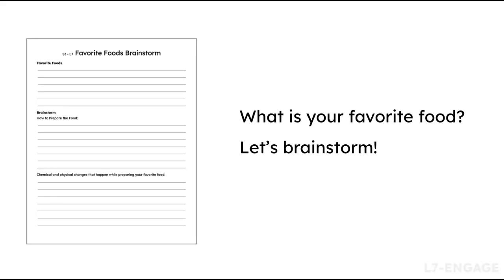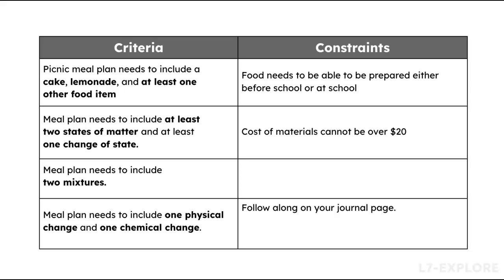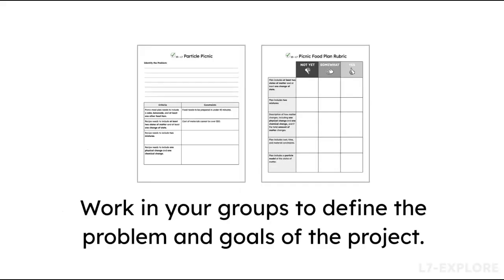that type of food. For the Explore portion, you'll put students into groups to plan a food to bring to the particle picnic. They will be in these groups for the rest of the unit. You'll review the criteria and constraints for the picnic. You'll have students work in their groups using the Particle Picnic student journal page to define the problem they are trying to solve and discuss the criteria and constraints of a successful solution. You'll guide students to the Picnic Food Plan rubric student journal page and go over it with students so that they understand the goals of the project.